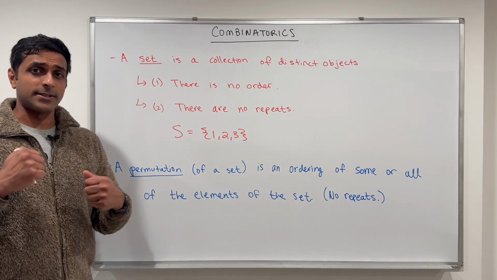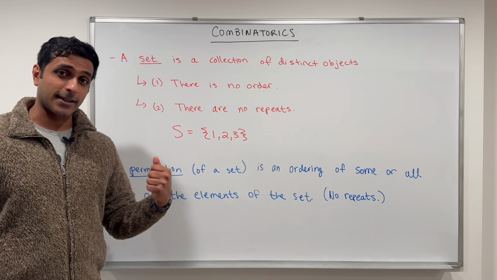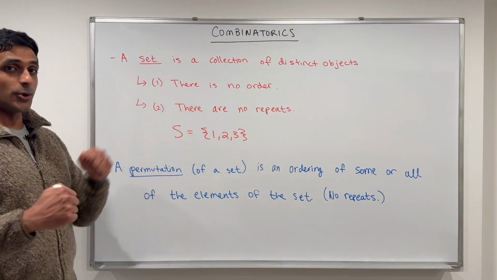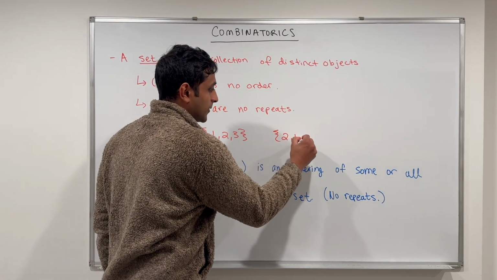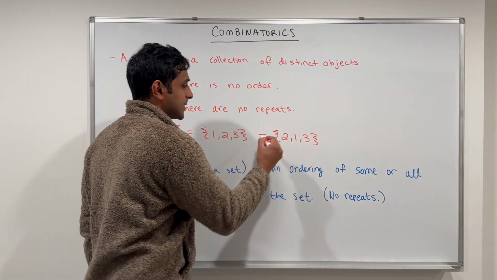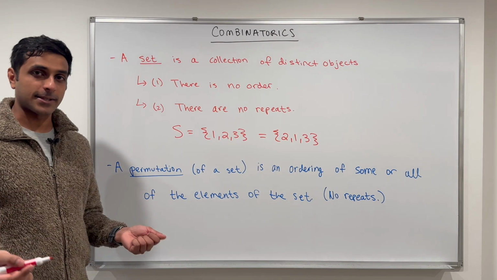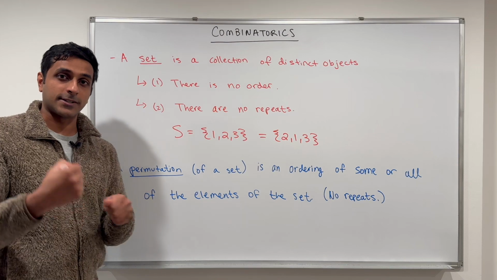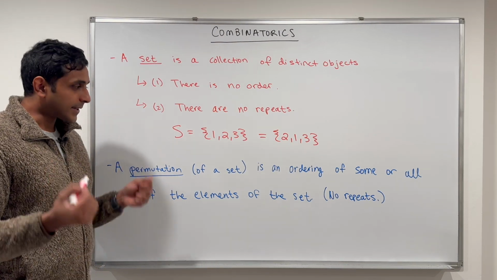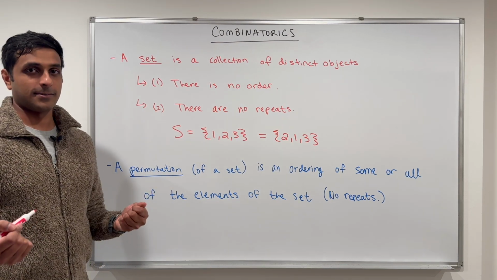But there's two things that make a set a set. The first is that there is no order to the elements in a set. So if instead I wrote 2, 1, 3, in fact, those would be the exact same set. Okay, so sets do not have an order to their elements. That's very important. The second thing is that there are no repeats in a set.